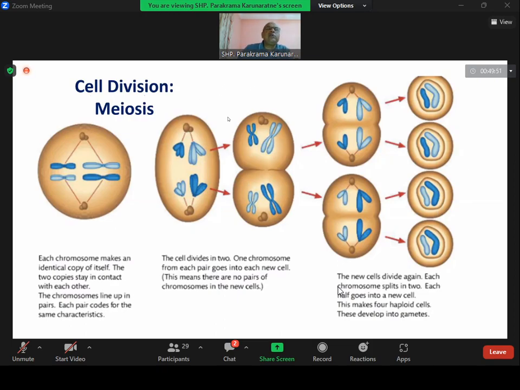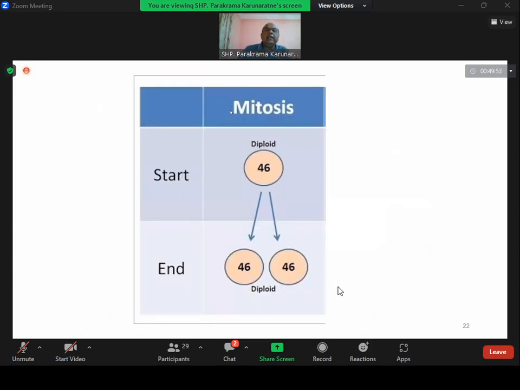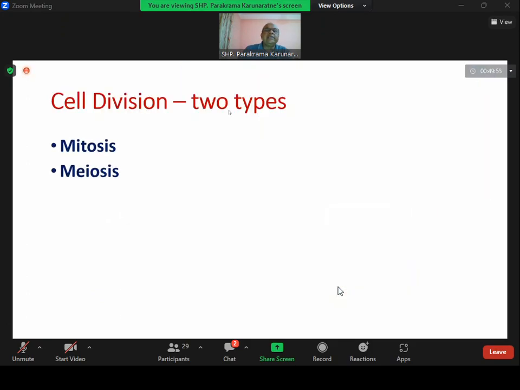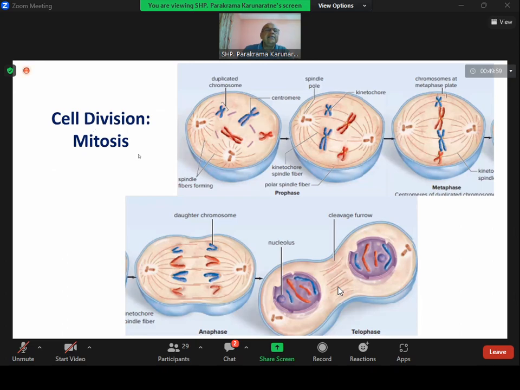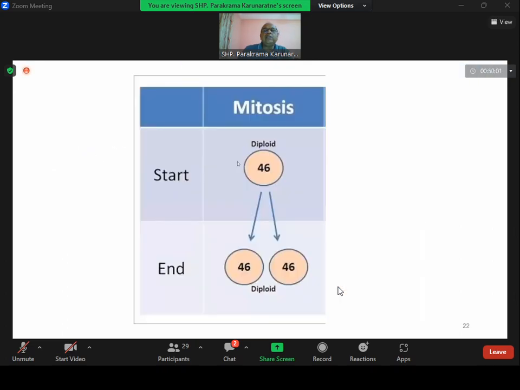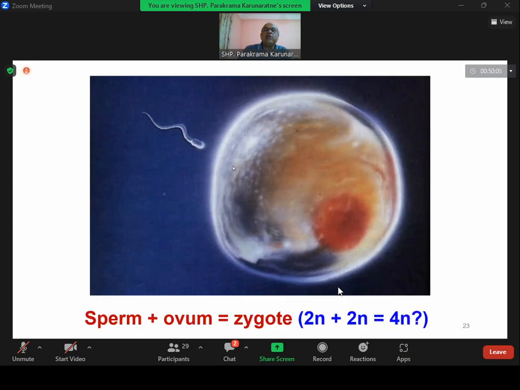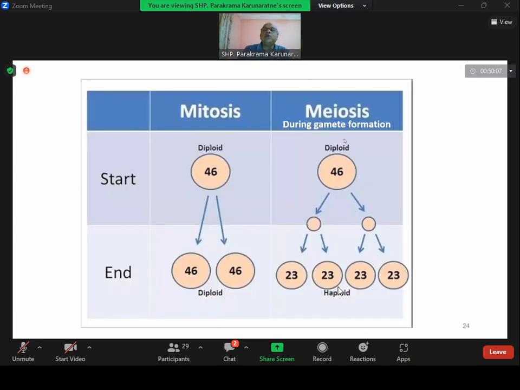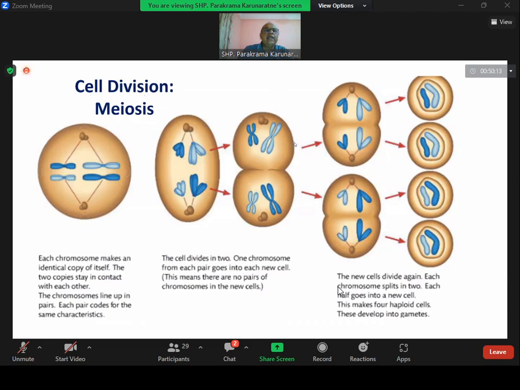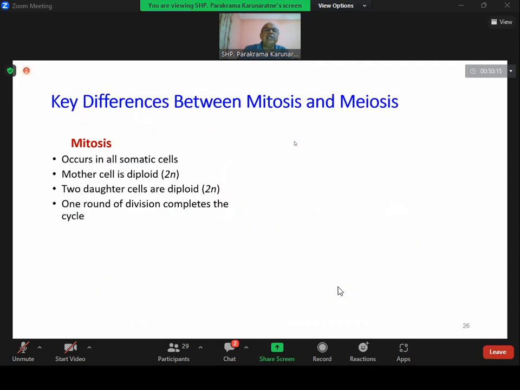So this is meiosis. Here you learn a big story: cell division, two types, mitosis and meiosis. This is the mitosis I explained. And these two cells join. Because of that, we have to halve it, so we have another type of cell division for gamete formation, called meiosis. The key differences between mitosis and meiosis are given here.